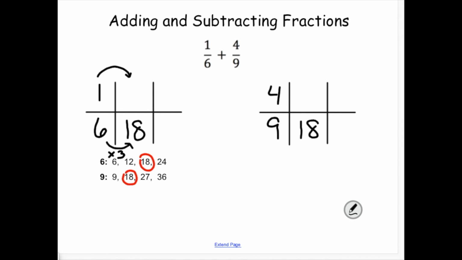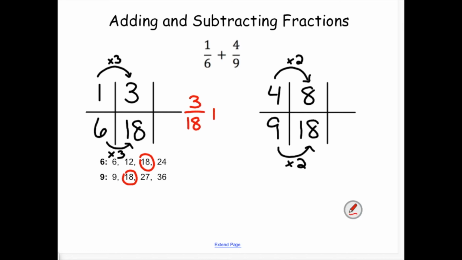This means I also have to multiply my numerator of 1 by 3 because this will keep the relationship between my numerator and denominator the same, creating an equivalent fraction. To change my denominator of 9 into a denominator of 18, I need to multiply 9 by 2. This means I also have to multiply my numerator of 4 by 2. Whatever I do to the bottom, I have to do to the top. This creates the new problem 3/18 plus 8/18, which equals 11/18.